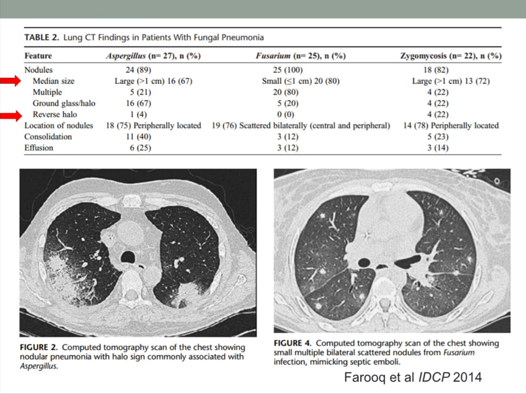None of these approach a percentage that would help you rule in or rule out anything, but it is neat to have in the back of your mind that certain fungal organisms have certain patterns. At the bottom, the left-hand image is Aspergillus. You have some nice halo signs, but nothing that's a reverse halo. It's a few nodules, not a ton, and they're larger nodules. The one on the right is a Fusarium patient, which I think you've probably seen as well. You have all these very small multifocal nodules in all lobes of the lung, and that's a pretty classic presentation with Fusarium.